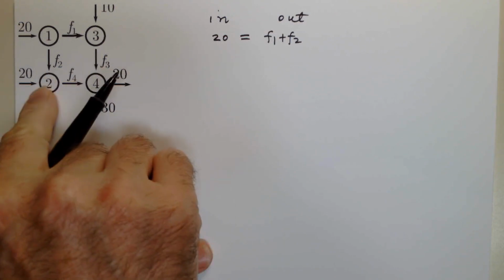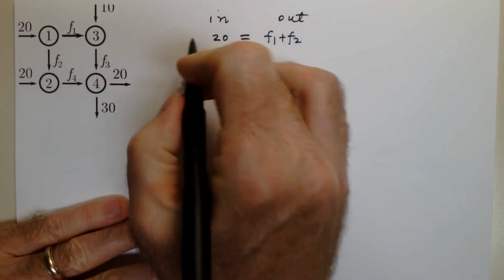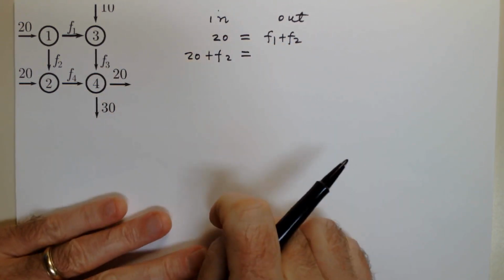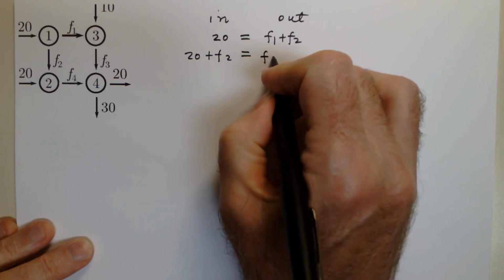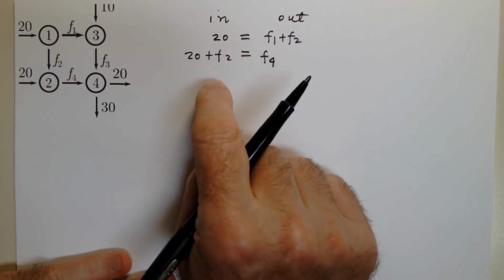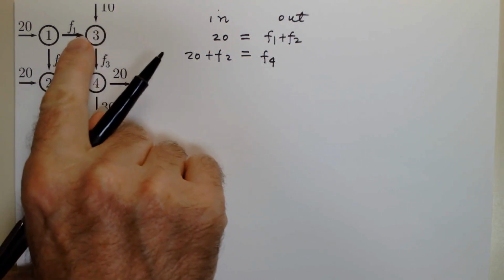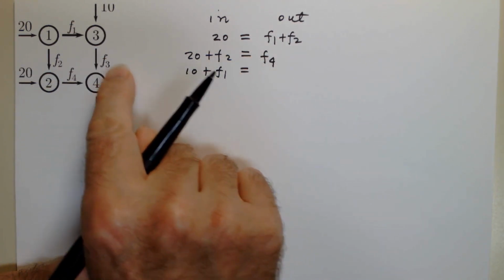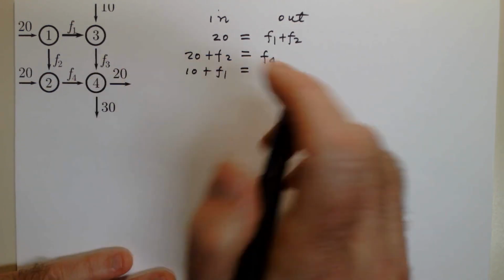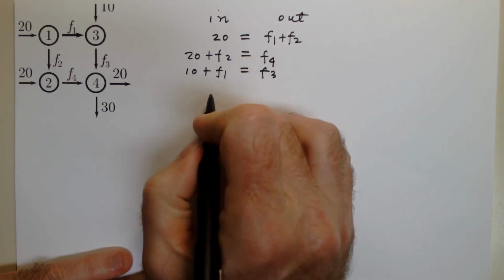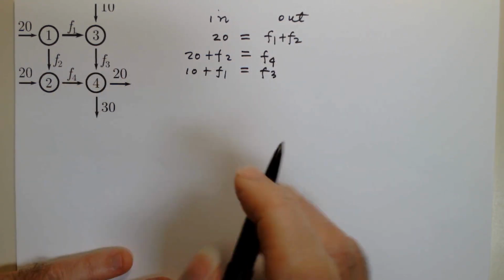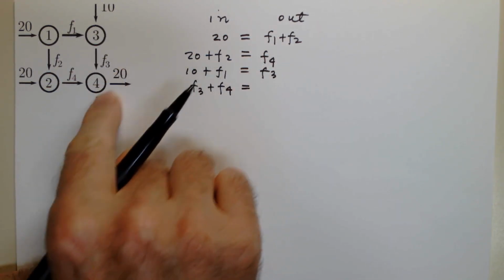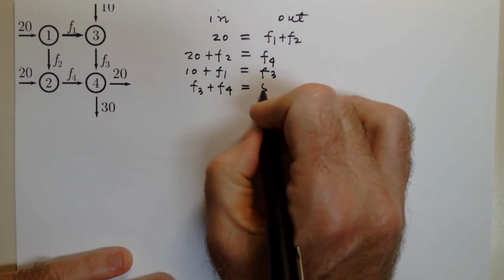Okay, at node 2, I've got 20 and F2 units coming in, and that has to equal the F4 units coming out. All right, at node 3, I've got 10 and F1 coming in, and F3 flowing out. And then finally at node 4, I've got the F3 and F4 coming in, and that has to be equal to the 50 units coming out.